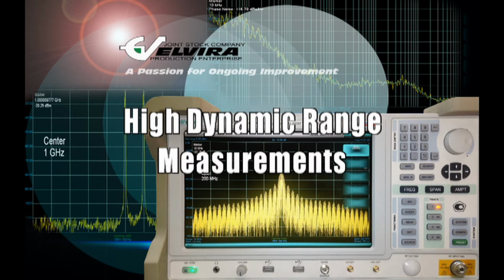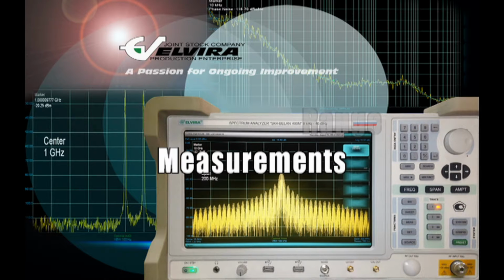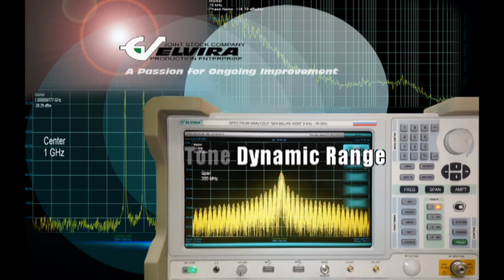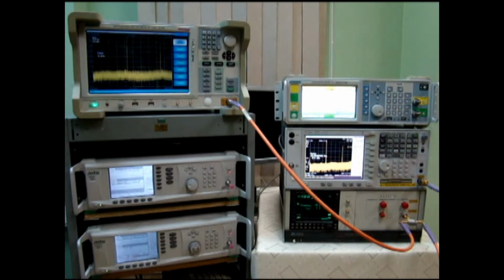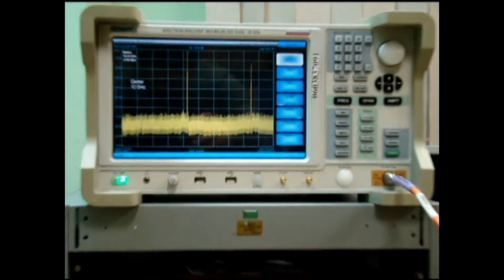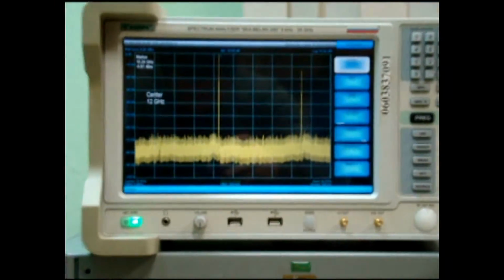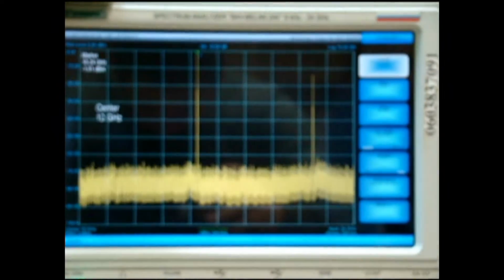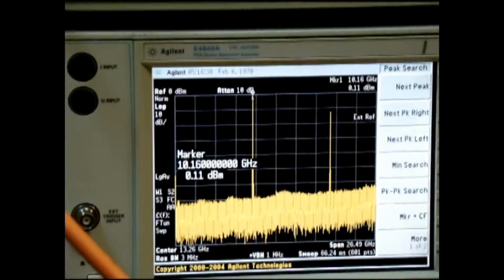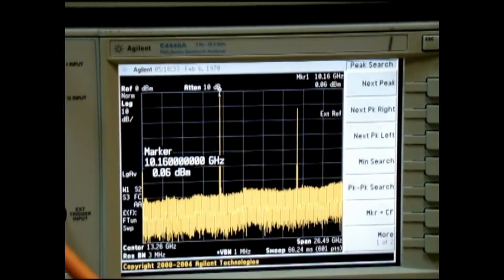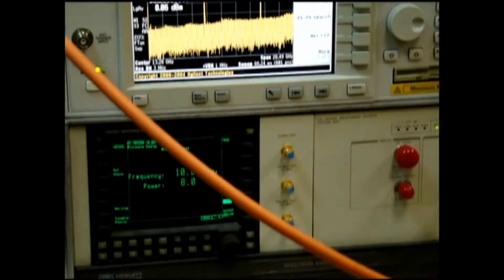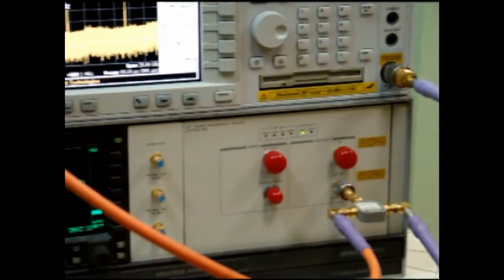Hi everybody! Today we will show you some high dynamic range measurements on two modern spectrum analyzers. The first unit used in our test is the Russian flagship spectrum analyzer SK4 Belon 240M, manufactured and designed by Elvira company. The second one is Agilent PSA E4440A, which has been the default industry standard for the recent decade and which is by and large one of the best spectrum analyzers ever made.